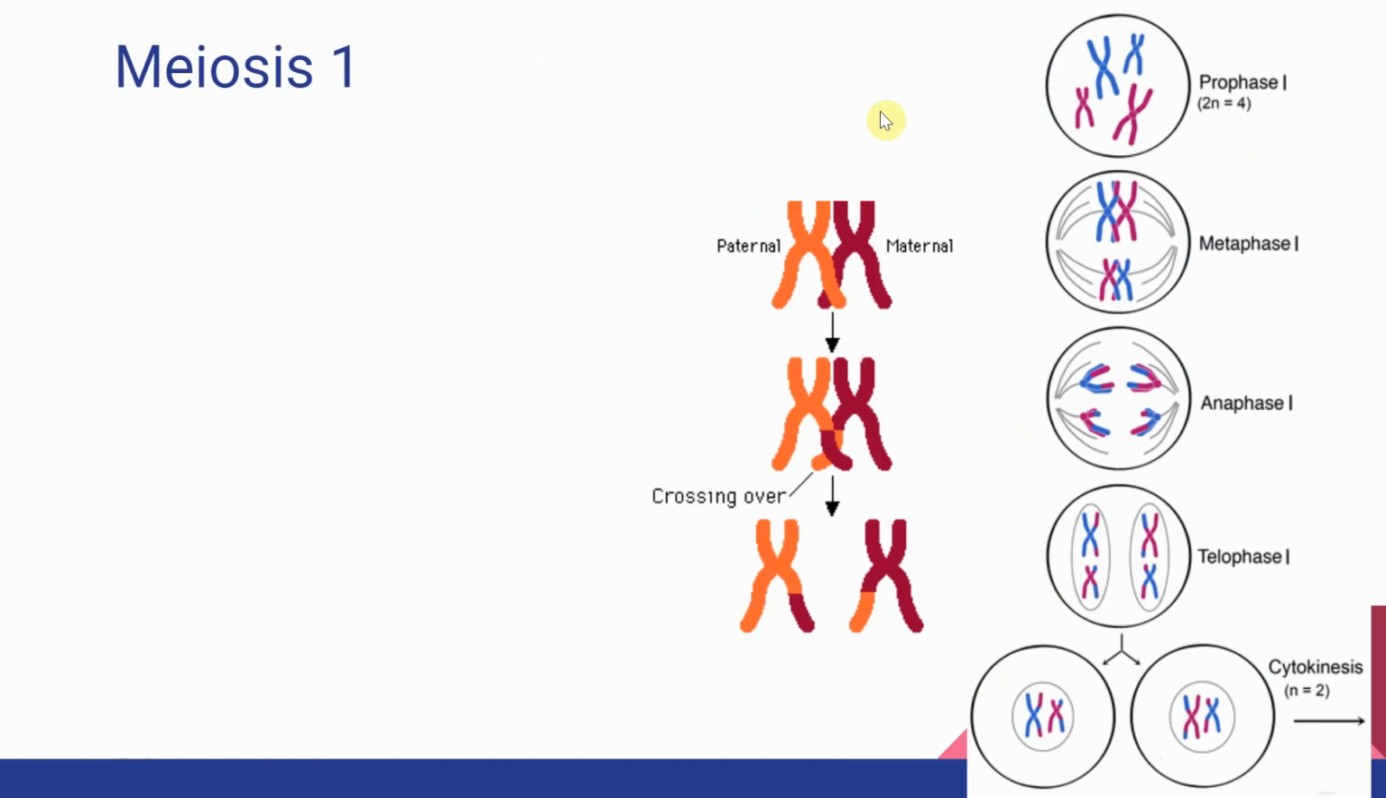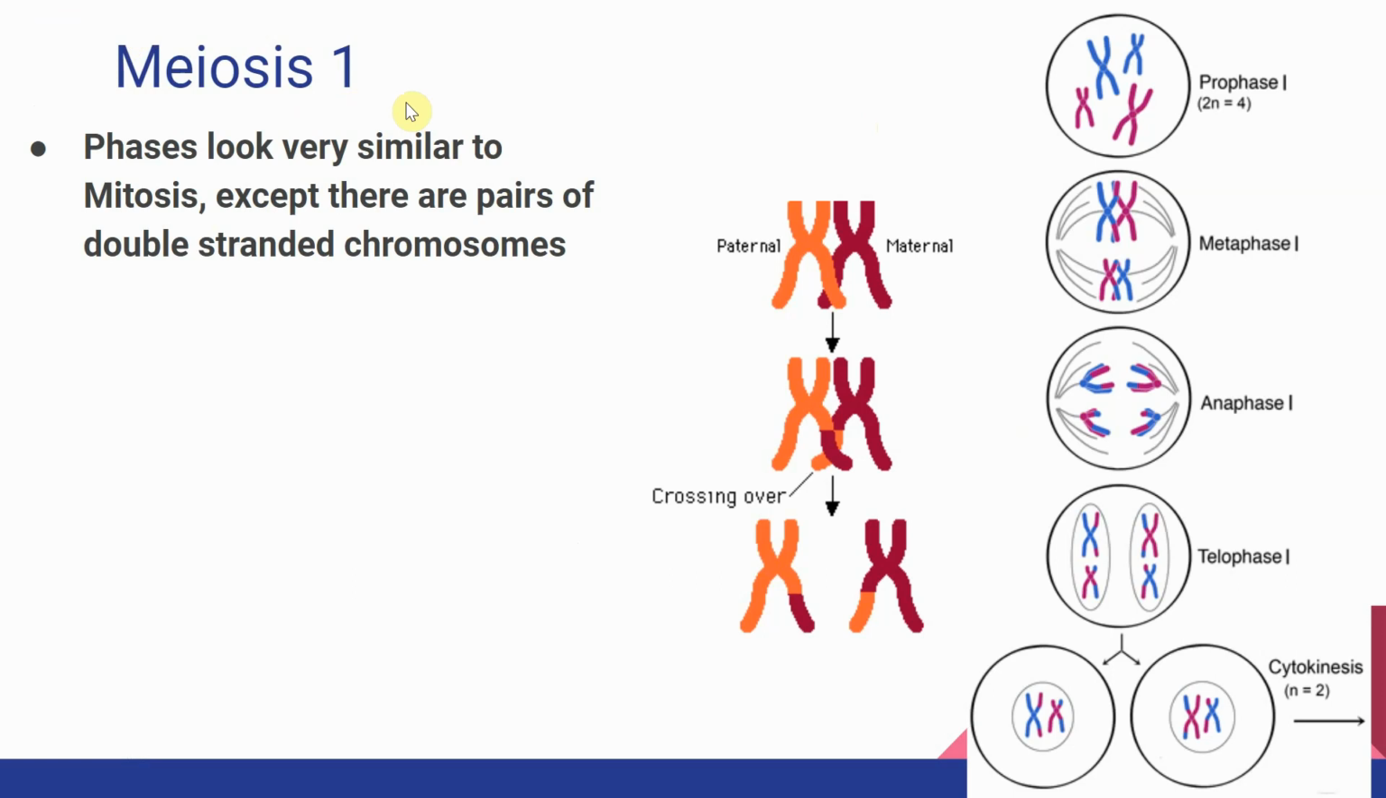All right, so as we mentioned on the first slide here, we're going to break meiosis up into two halves. So the first half that we're going to talk about is called Meiosis I. So this is the first set of phases. The phases look very similar to mitosis, except there are pairs of double-stranded chromosomes. As we'll notice here, you can see it pretty clearly in metaphase. In metaphase in mitosis, we should just have a single file line of X's.